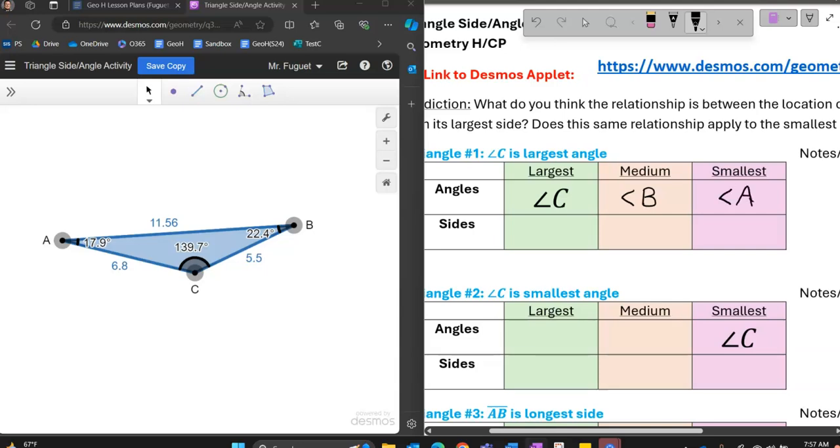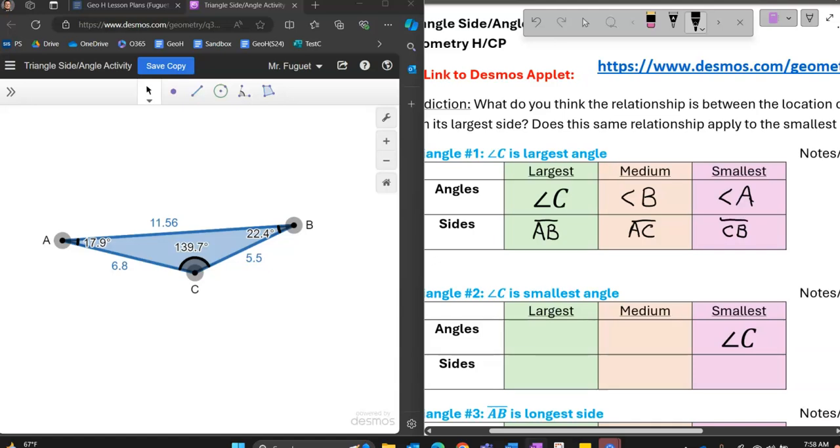I'm not concerned about the actual numbers. You don't have to fill those in. I just want to know the ranking of those angles. And now we're going to do that with the sides. Which segment here is our longest? It appears that the segment across the top here, segment AB, is my longest segment. Next is going to be 6.8, and that is segment AC. And finally, my smallest is going to be segment CB at 5.5.